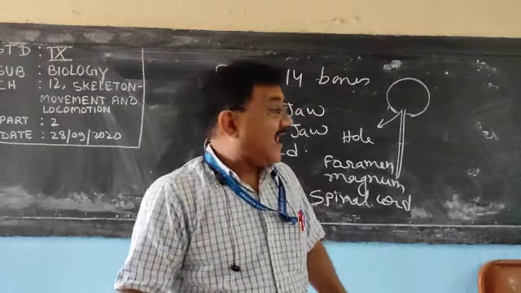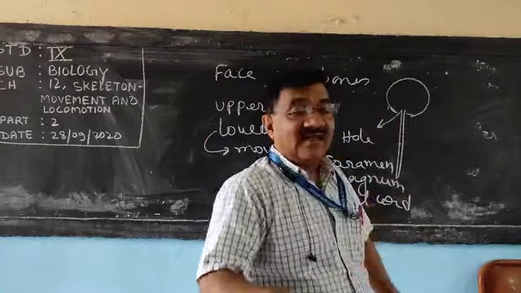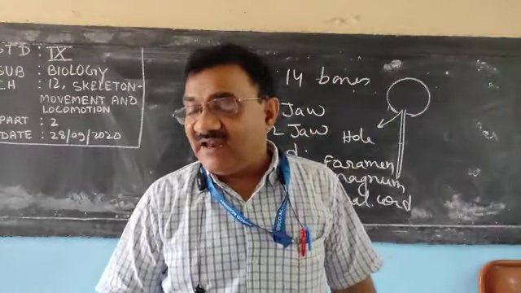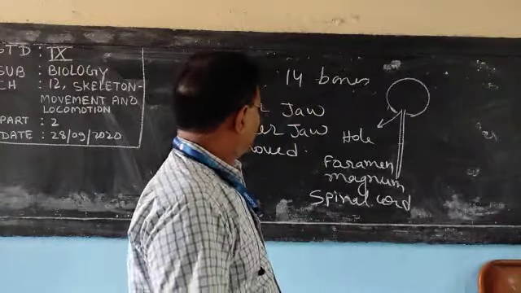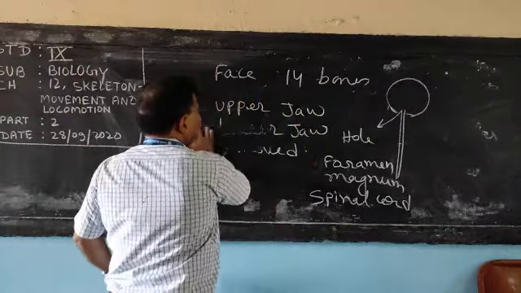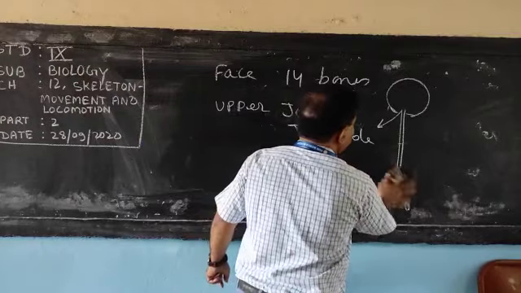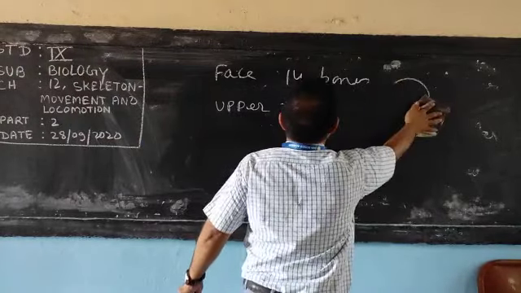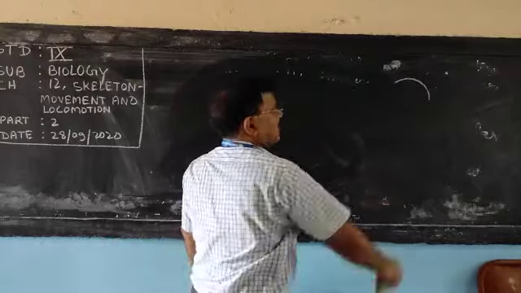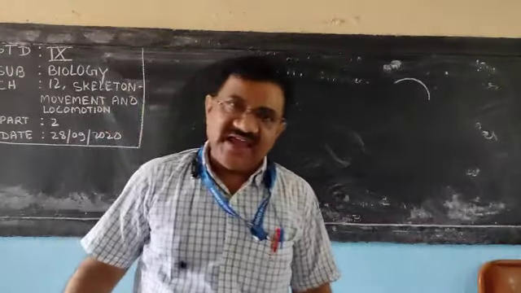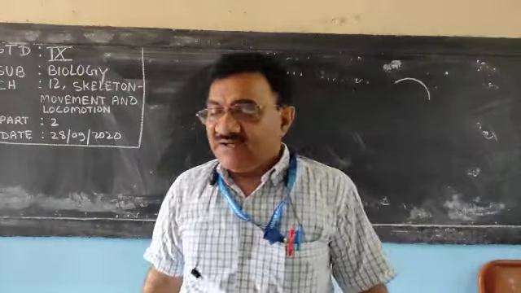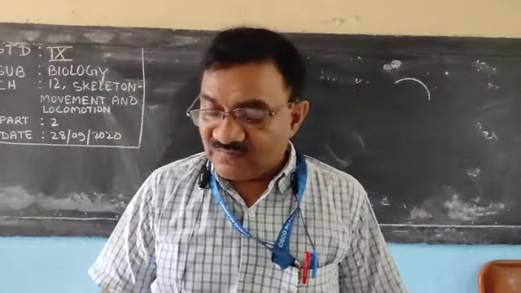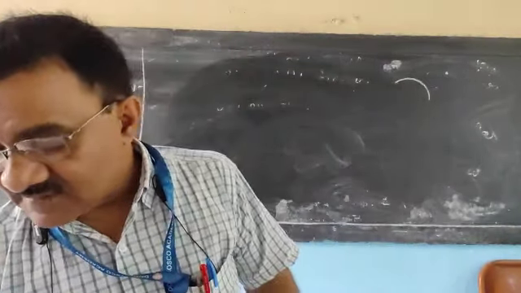Very clear? And through this hole only, the name of the hole is the foramen magnum. So it is very clear what the foramen magnum is. Now, some more things which we have to discuss. We have understood about the 20 bones, 8 in the skull and 14 in the face. So that part is clear.